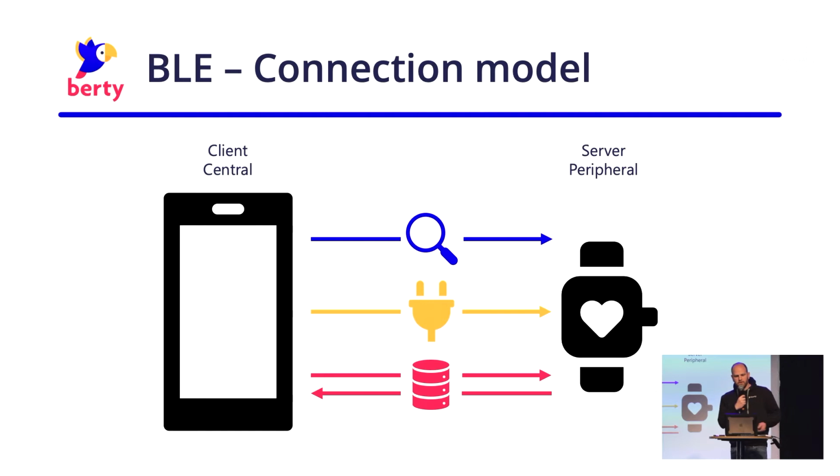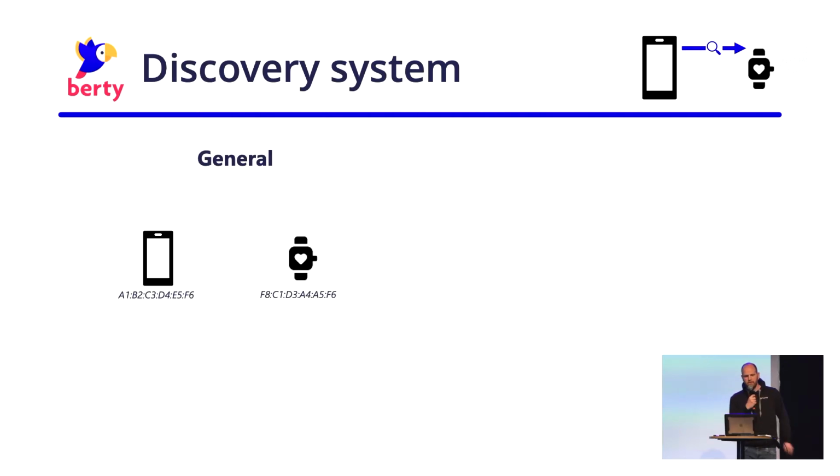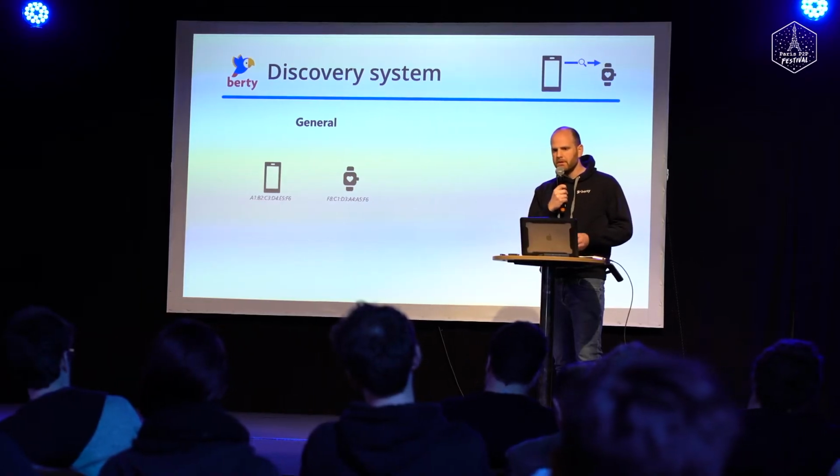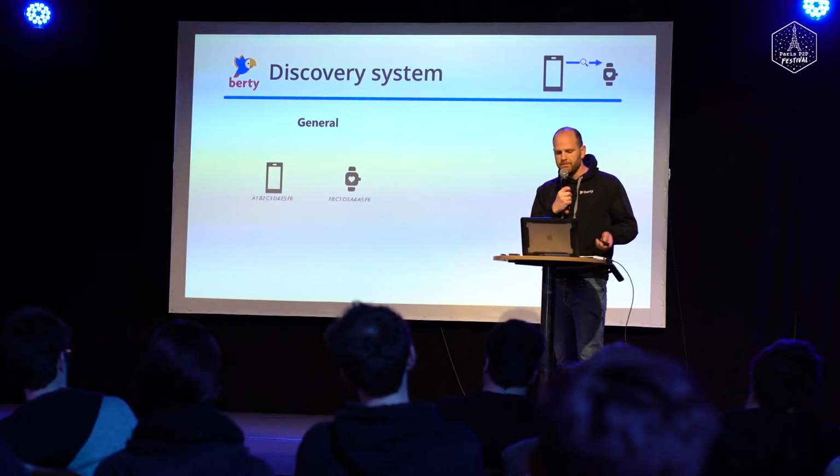Okay. So the first step is the discovery system. In the general way, there are two devices, and they each have a MAC address. A MAC address is a unique identity.